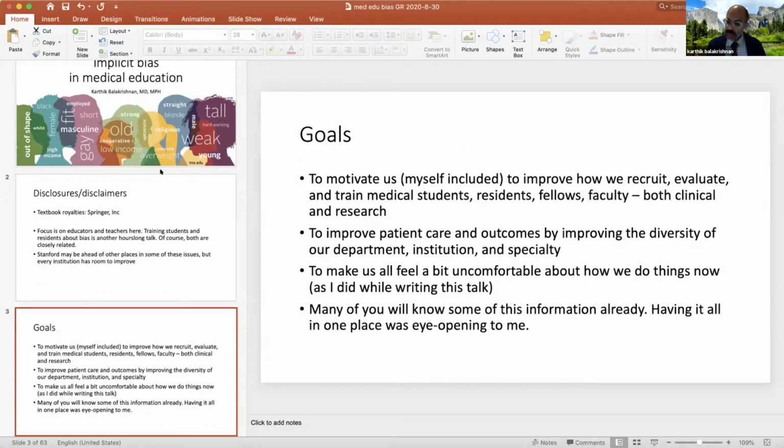So a few goals. First, to motivate all of us, myself included, to improve how we recruit, evaluate, and train our medical students, residents, fellows, faculty, graduate students, postdocs, really everyone in the clinical and research realms with whom we interact. To improve our patient care and our outcomes by improving the diversity of our department, institution, and specialty, but also to help elevate all of our trainees so that they can succeed in their respective clinical and scientific careers.